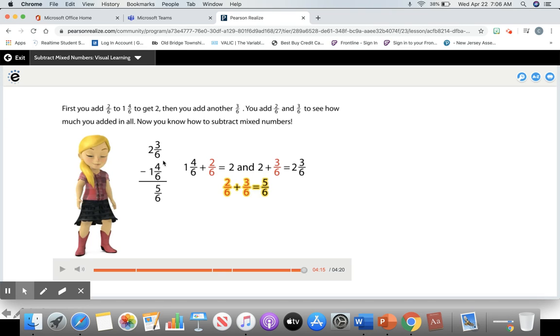So then how did I get from 2 to 2 and 3/6? Well, I added the extra 3/6, and then I added the pieces together that I had. So 2/6 plus 3/6 equals 5/6. Okay, and that's it for that video. So let's go ahead and check this one out really quick together.